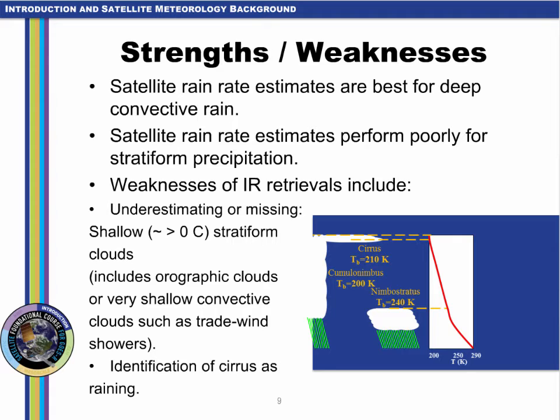Weaknesses of IR retrievals include underestimating or missing shallow stratiform clouds, such as depicted over here, especially if they're near or warmer than 0 degrees Celsius, which can include orographic clouds or very shallow convective clouds, such as trade wind showers. Also, cirrus associated with convection can be incorrectly identified as rainfall regions.